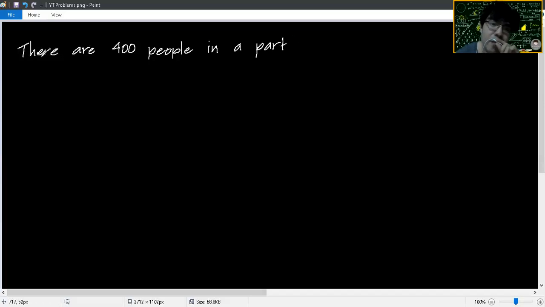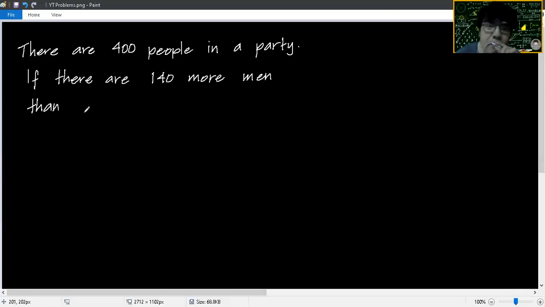There are 400 people in a party. If there are 140 more men than women, how many women are there?